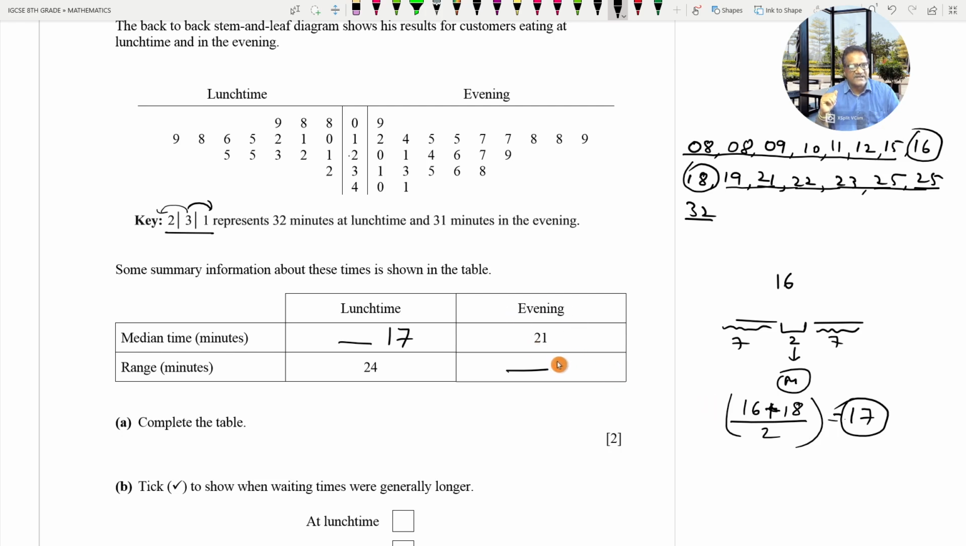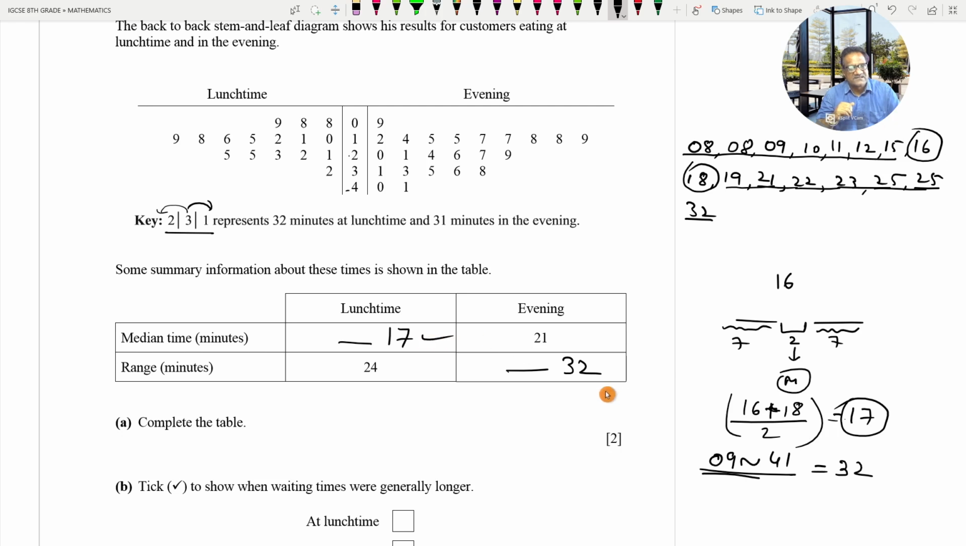Okay, so in the evening, the times were these: 09, then 12, 14, 15, 15, 17, 17, 18, 18, 19, then 20, 21, 24, 26, that way. So the range will be what? The minimum value will be 09 for the evening I'm talking about. The difference of that with the maximum value, which is 41, will give you the range. So it is basically 41 minus 9, which works out to 32. So the range here will be 32.